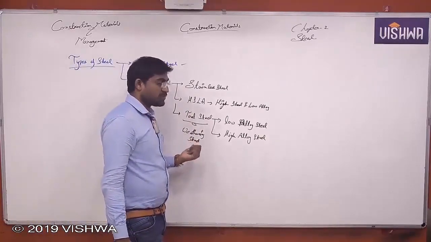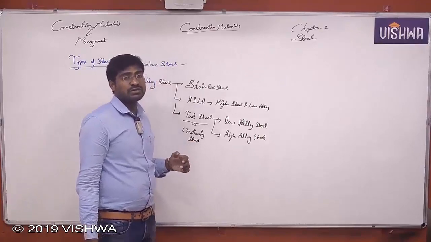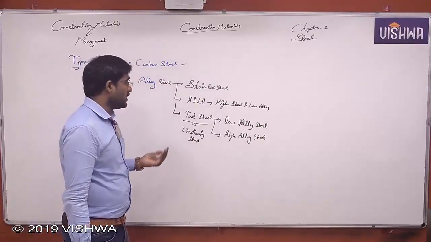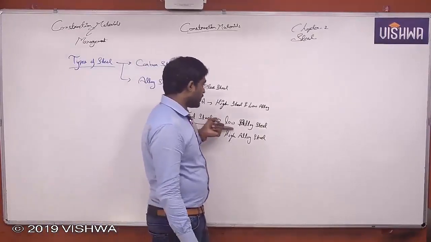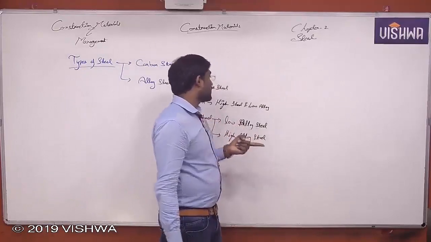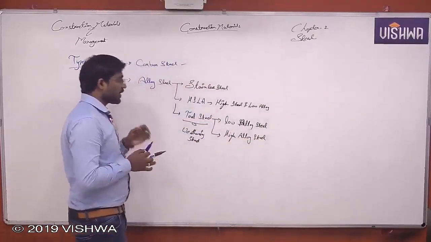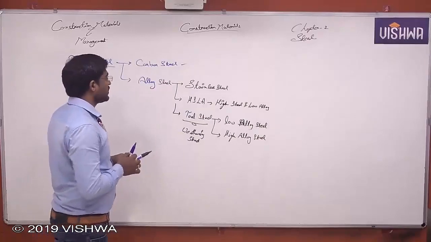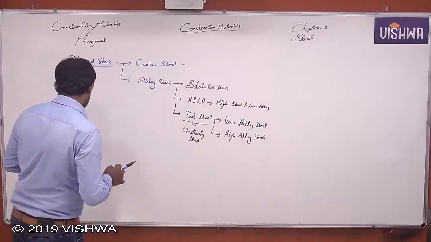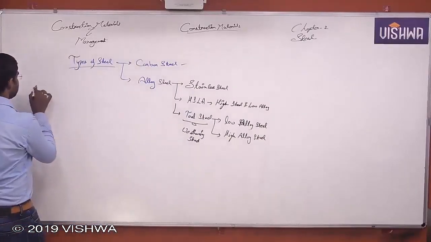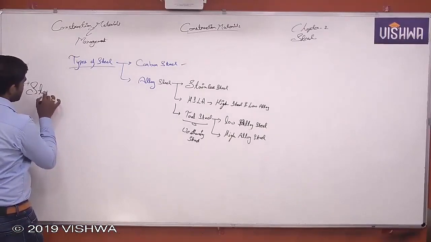This is also called weathering because it saturates with respect to different propagations. In that aspect, we will have low alloy steel and high alloy steel. Considering this, the first one we will be discussing is stainless steel.